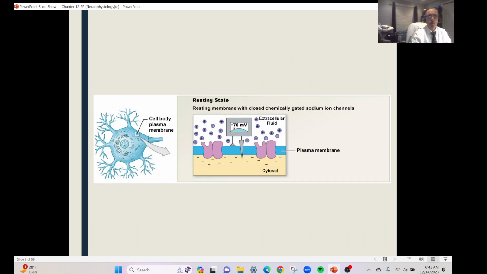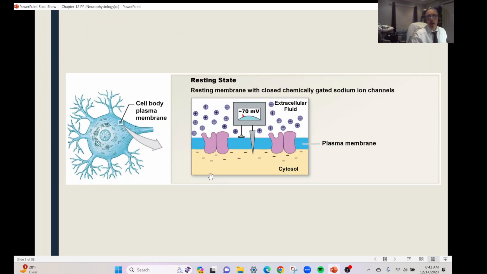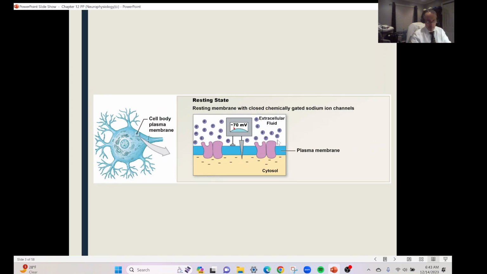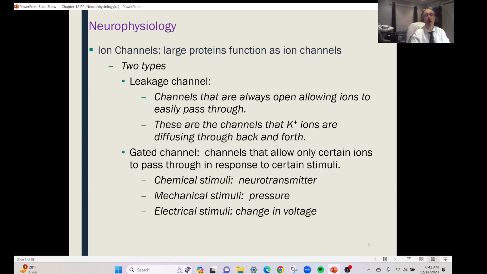Okay, so I had mentioned before, in the cell membrane, we have these proteins that are going to function as channels. So I want to talk to you about two different types of channels that are in our cell membranes. The first one is just an open channel. It's open all the time, known as a leakage channel, right? These are channels that are always open, allowing sodiums to move in and potassiums to move out, then move back in. They're just kind of open.